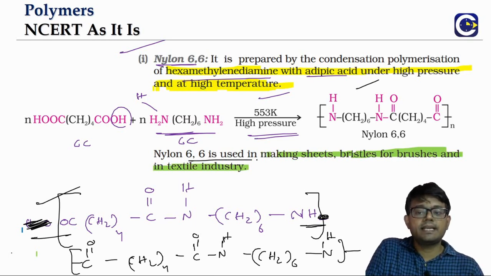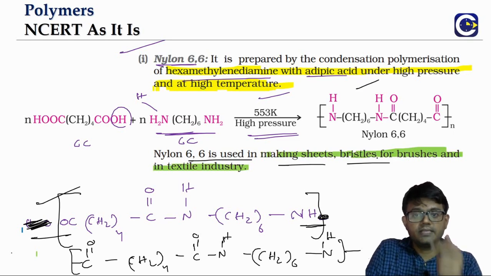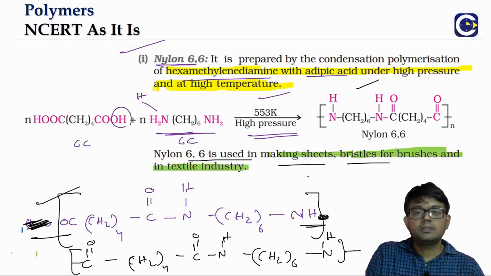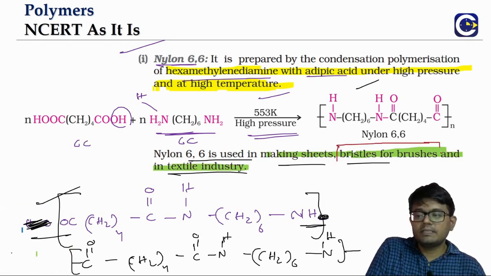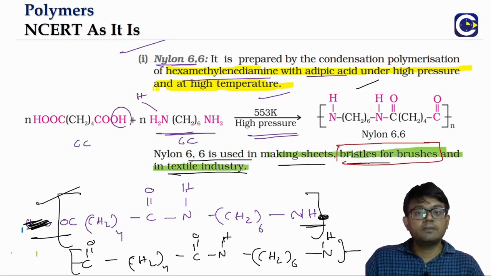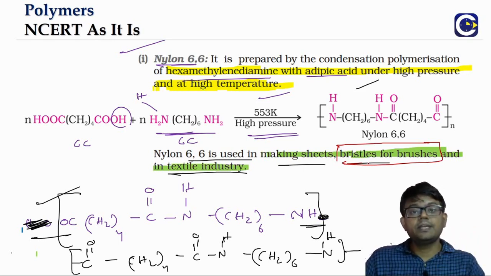Nylon 6,6 is a fiber. It is used in making sheets, and the bristles of brushes, like paint brushes and toothbrushes. The bristles are made of nylon 6,6. They are also used in the textile industry. We have to focus on the prominent applications. Here, we can remember this one: the bristles of the brushes are obtained from nylon 6,6. Sometimes we can have different polymers used in the same application, but the unique applications are what we need to remember.